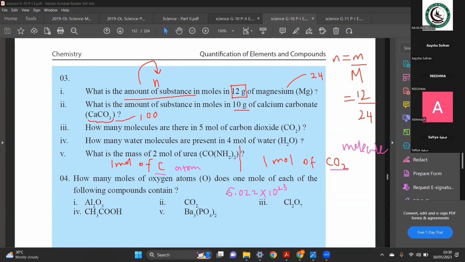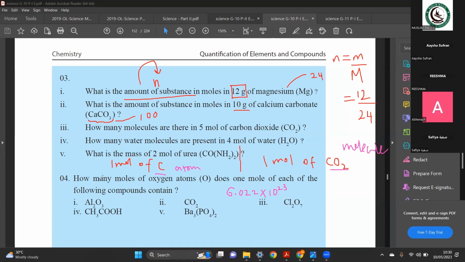But remember, if you're talking about atoms, if you're talking about 1 mole of atoms, we say 6.022 into 10 to the power 23 atoms. If you're talking about 1 mole of molecules, we say 6.022 into 10 to the power 23 molecules. That's it. So if I'm talking about 1 mole of carbon dioxide, in 1 mole of carbon dioxide, I will have 6.022 into 10 to the power 23 molecules of carbon dioxide.